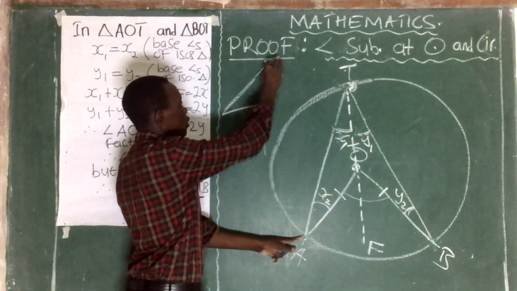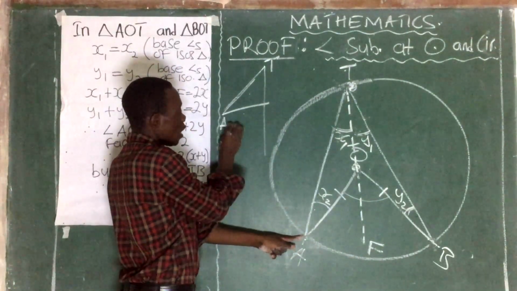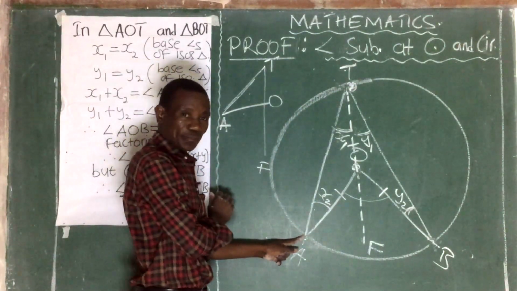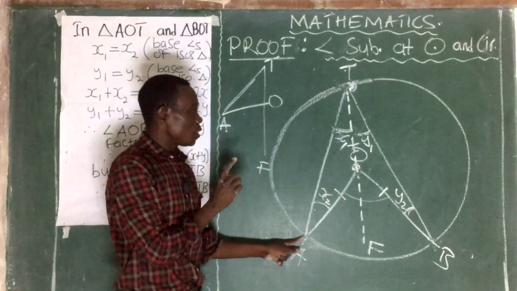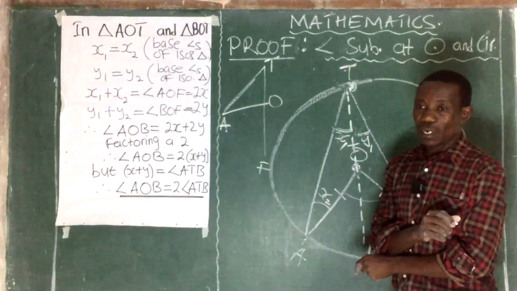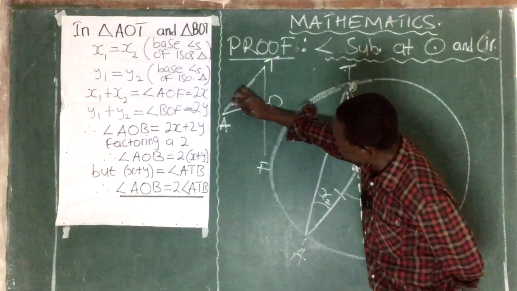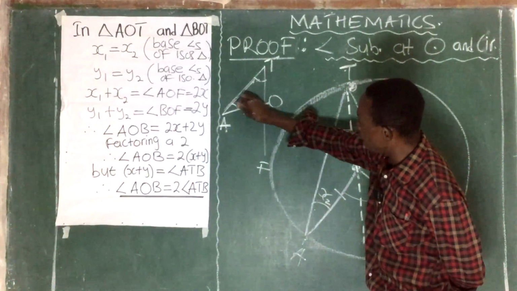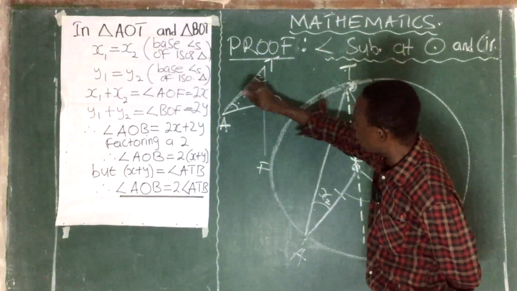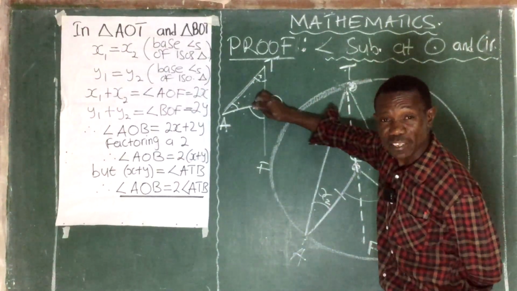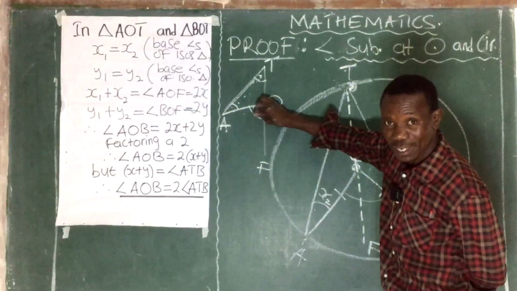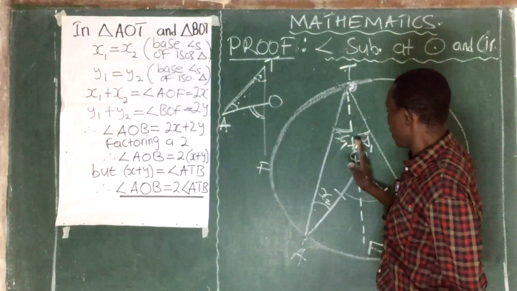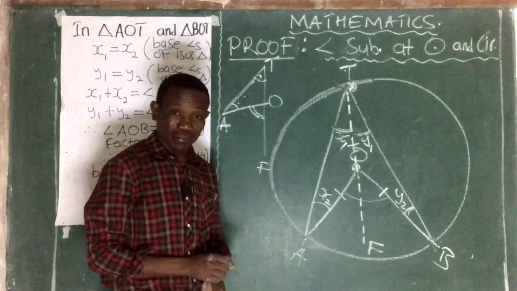This is your T, this is your A, this is your O, and this is your F. Right. So remember what we discussed in form 2. If I've got the two interior opposite angles, and these two interior opposite angles are added, the sum of which is equal to the what? Exterior angle here.